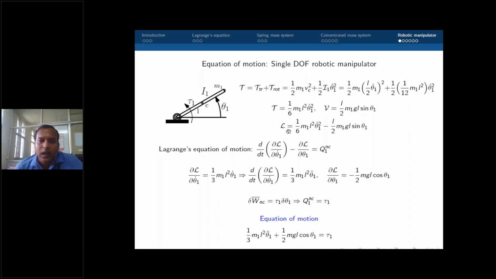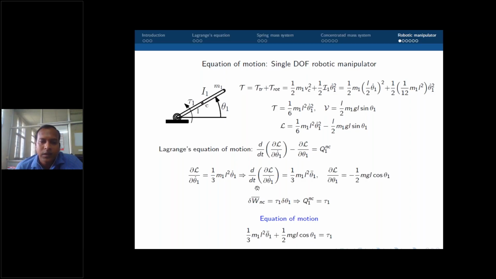Now we define the Lagrangian. L equals T minus V, kinetic energy minus potential energy. Then you calculate the derivatives. First calculate the derivative of L with respect to theta 1 dot. This is 1 by 3 m1 L squared theta 1 dot.